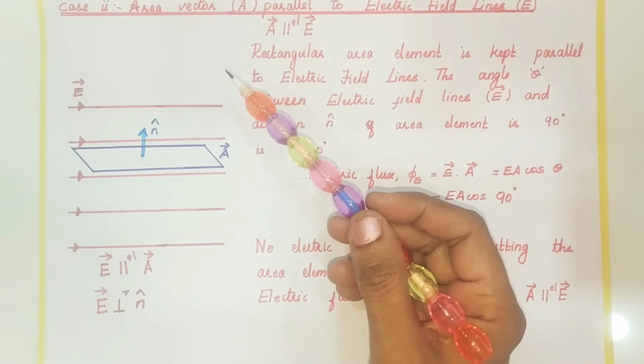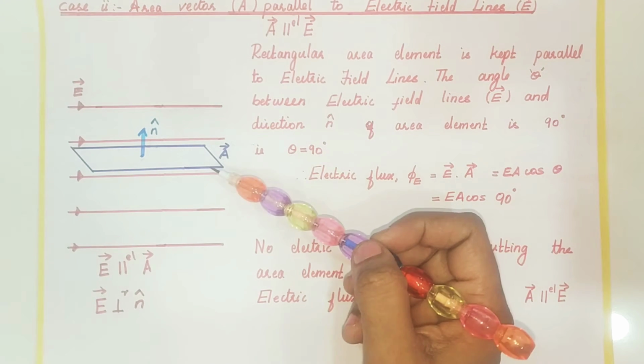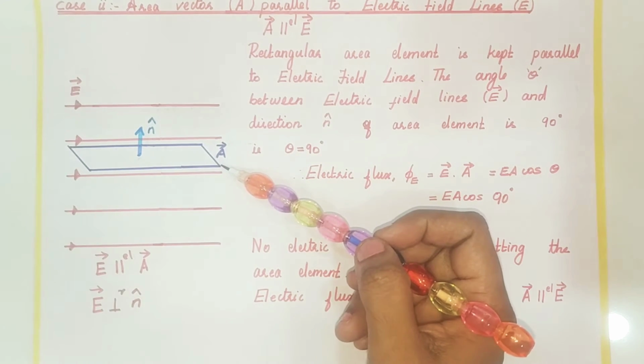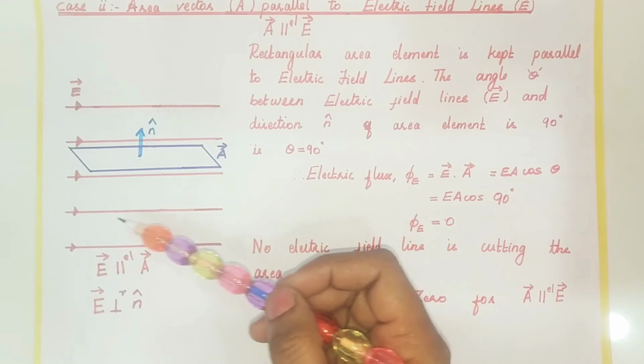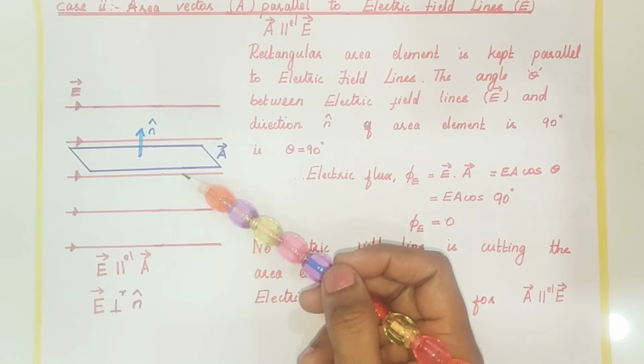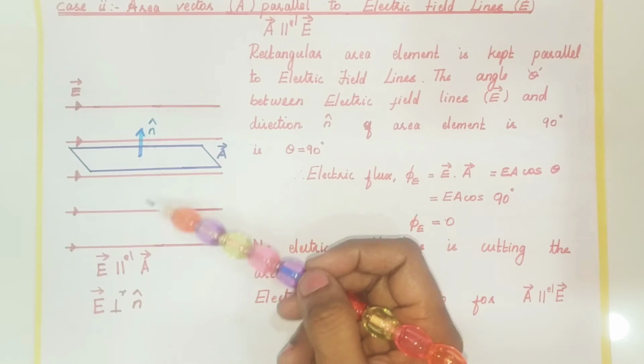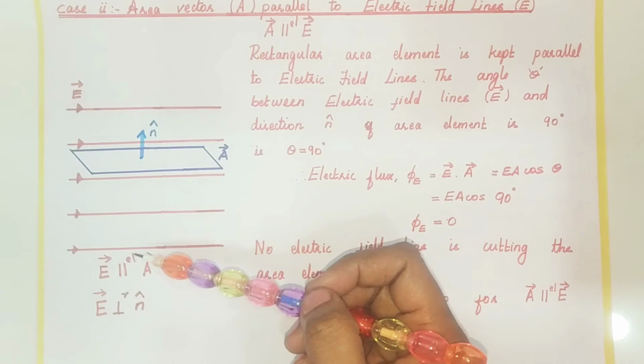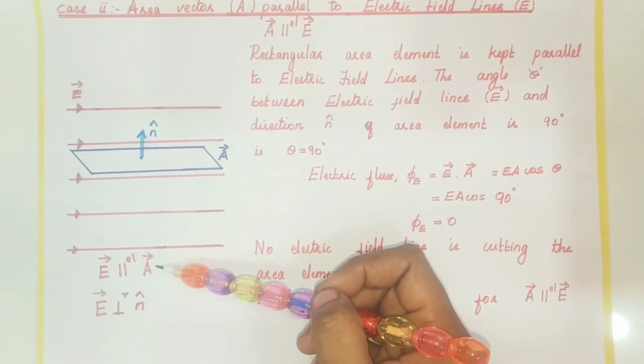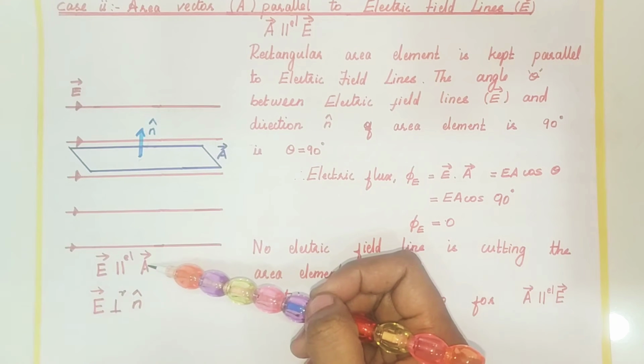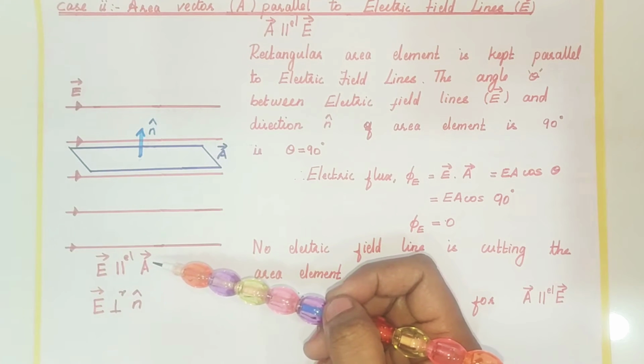For the next case, I am going to place the area element parallel to the electric field lines. Here are the uniform electric field lines and the area element is placed parallel to it. That is, electric field and area element are parallel. And what about the unit vector?